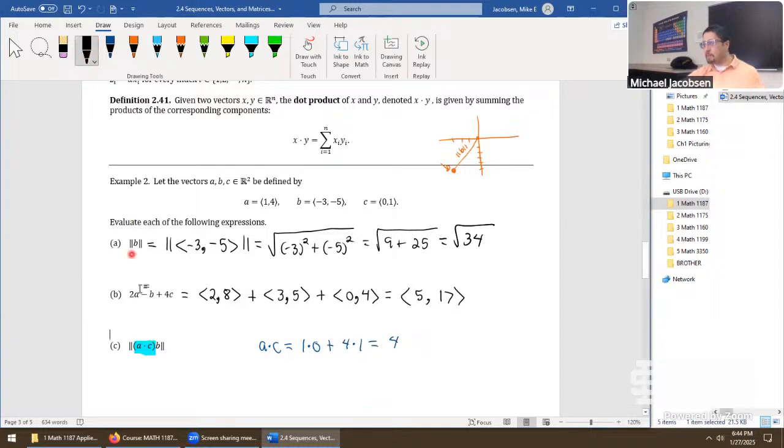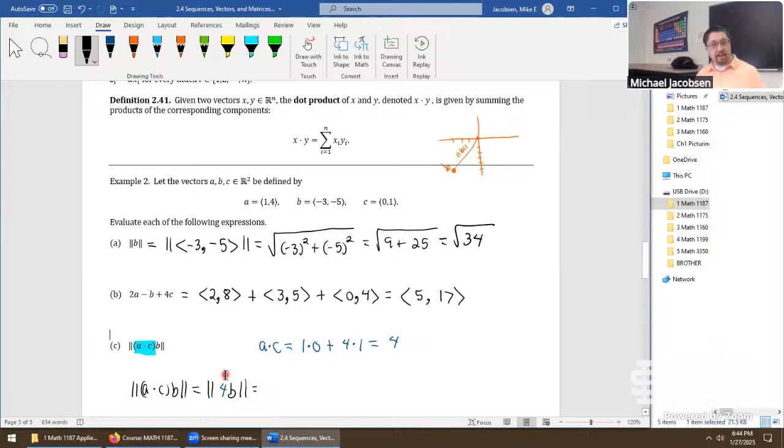Now our larger problem can be rewritten as the length of (a dot c) rescaling b, which is now equal to the length of 4 times b. Here, it's now a sort of choose your own adventure kind of problem. Some people would rescale b, get -12, -20, and find the length of that vector. But there's actually a different way you can go at this.